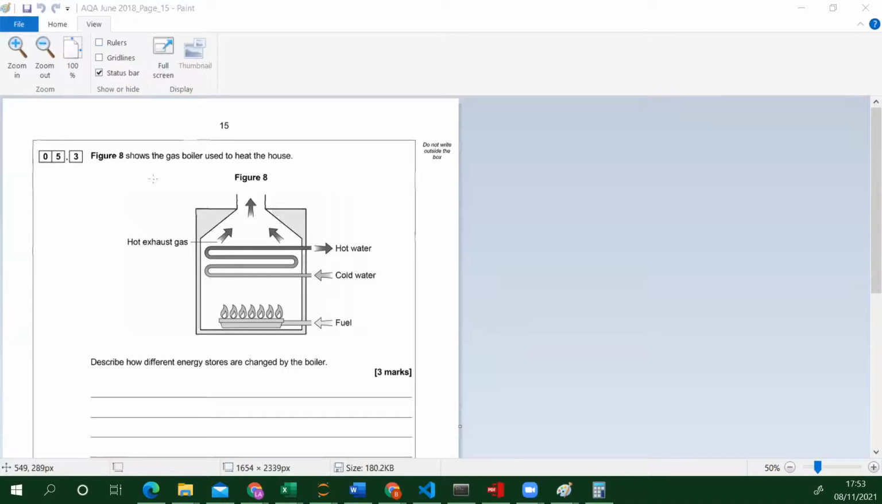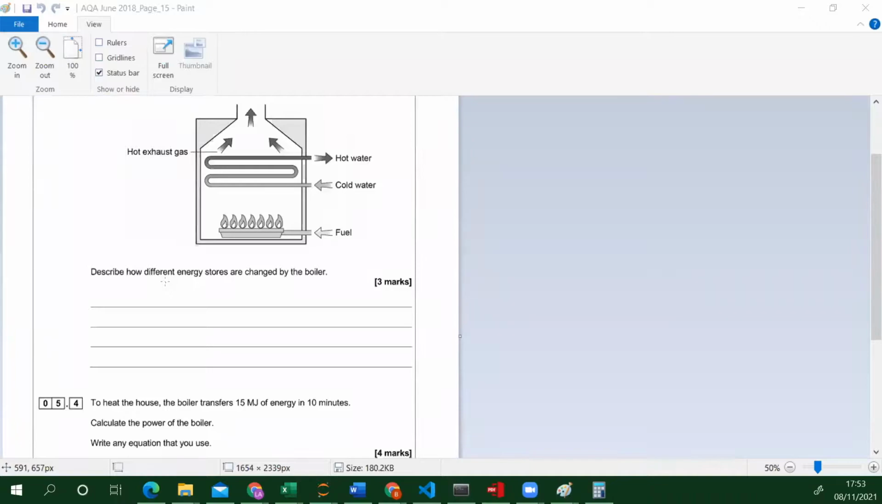Figure 8 shows the gas boiler used to heat the house. Remember, we were talking about house physics and insulation last time. So hot exhaust gas, hot water, cold water, fuel. We're heating cold water coming in through some pipes, and hot water comes out. Describe how different energy stores are changed by the boiler.